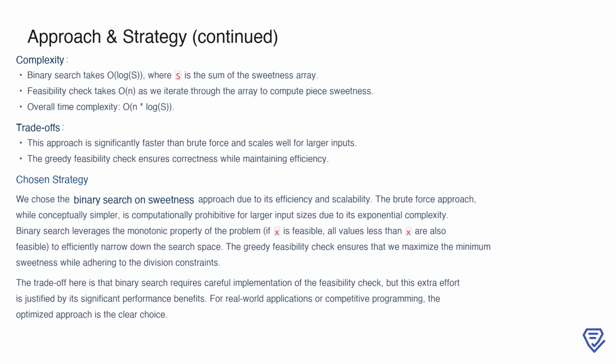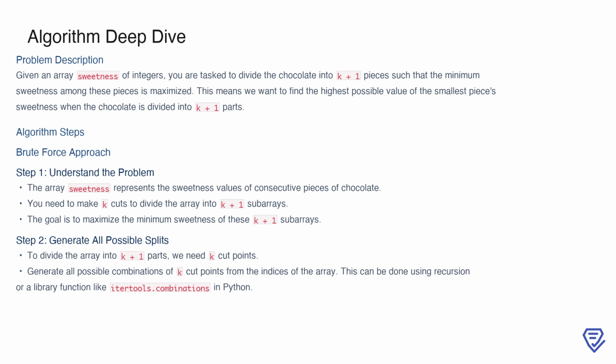The problem we are tackling involves dividing a chocolate bar, represented by an array of integers called sweetness, into k plus 1 pieces. Our objective is to maximize the smallest sweetness value among these pieces. In simpler terms, we want to ensure that the least sweet piece of chocolate is as sweet as possible, given the constraints. To approach this, a brute force method begins with understanding the problem.